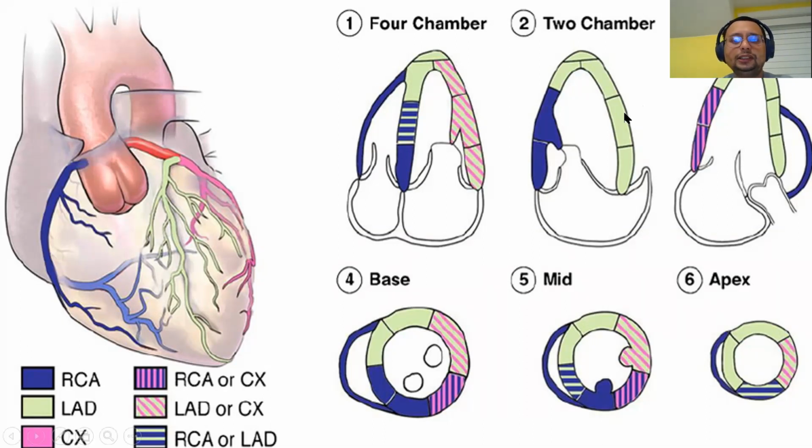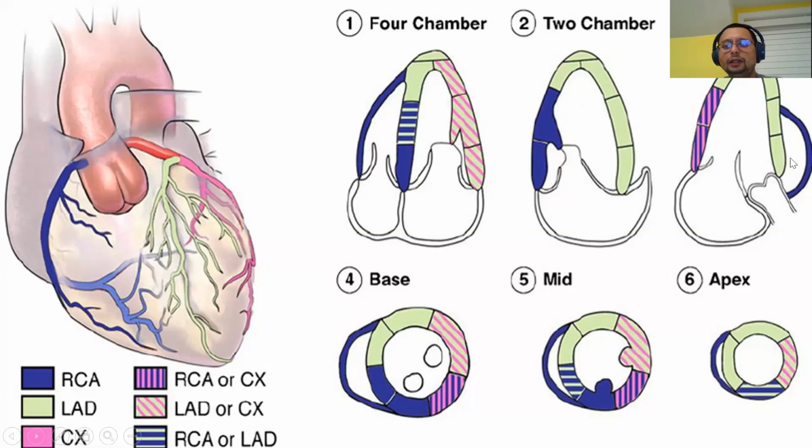What about this one? This is the 2 chamber view. There is no septal wall because there is no right ventricle. So this is basal inferior wall, that is basal anterior, mid inferior, mid anterior, apical inferior, and apical anterior wall.